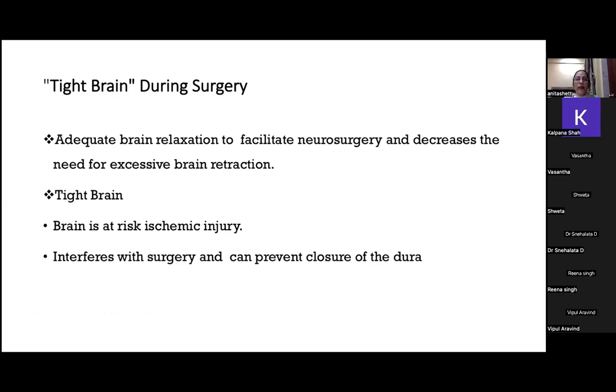Now, what is tight brain during surgery? Adequate brain relaxation, as I've already explained to you in the previous slide about the chemical brain retraction concept, is required to facilitate neurosurgery and decrease the need for excessive brain retraction. If the brain is tight, there is risk of ischemic injury. It can interfere with surgery and even prevent closure of the dura.